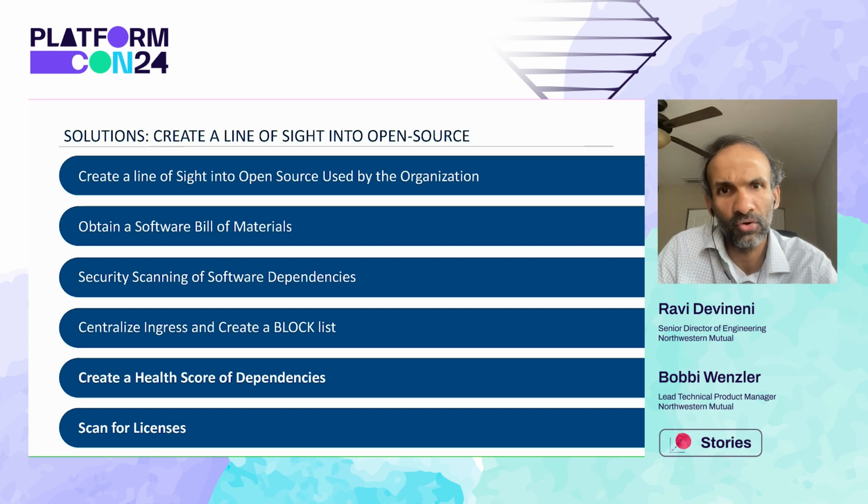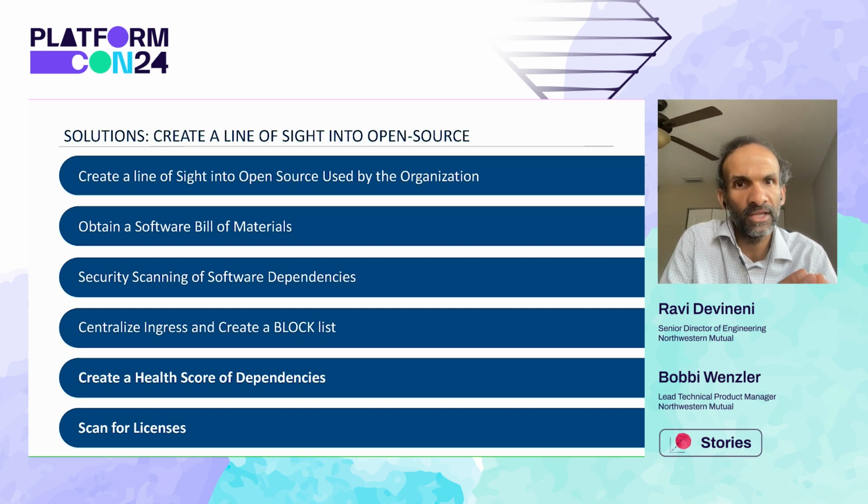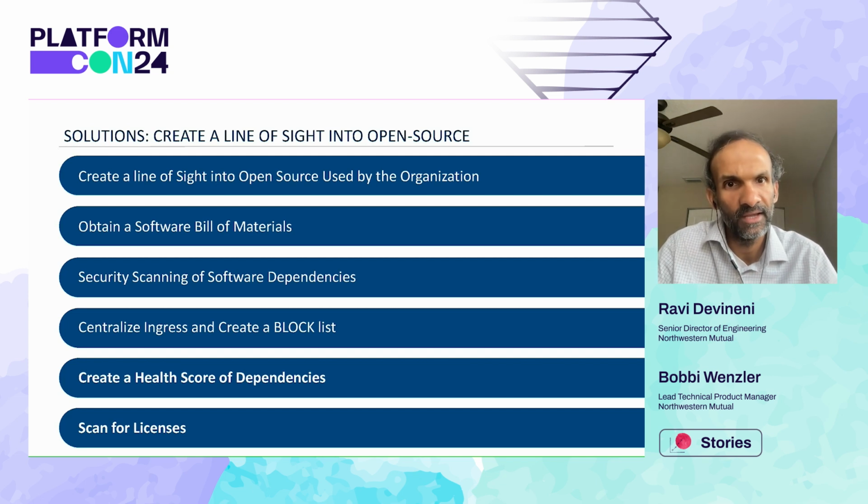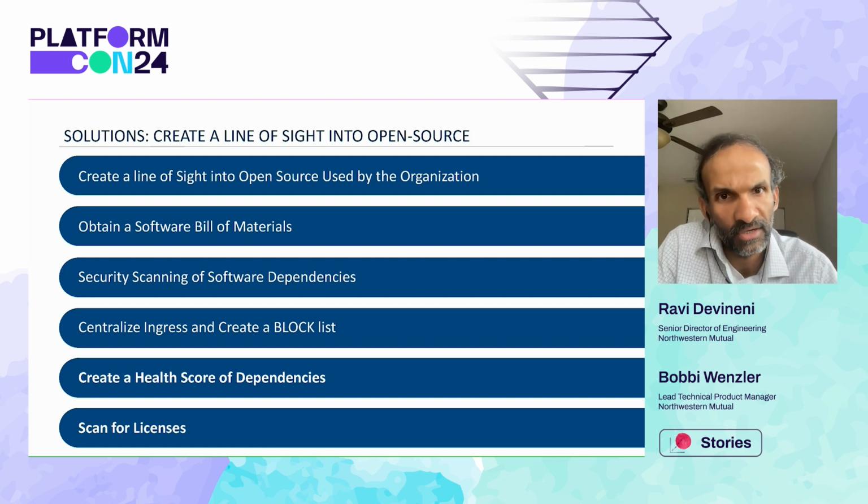Next, you need to have your own block list, a list of components that must be blocked from entering your ecosystem. Once you have a list, you have to centralize your ingress. There basically should be only a single entry point for all of the open source dependencies entering into your ecosystem. Then, if you have this list and a centralized ingress, you can create a simple rule that blocks all the dependencies in your centralized ingress.